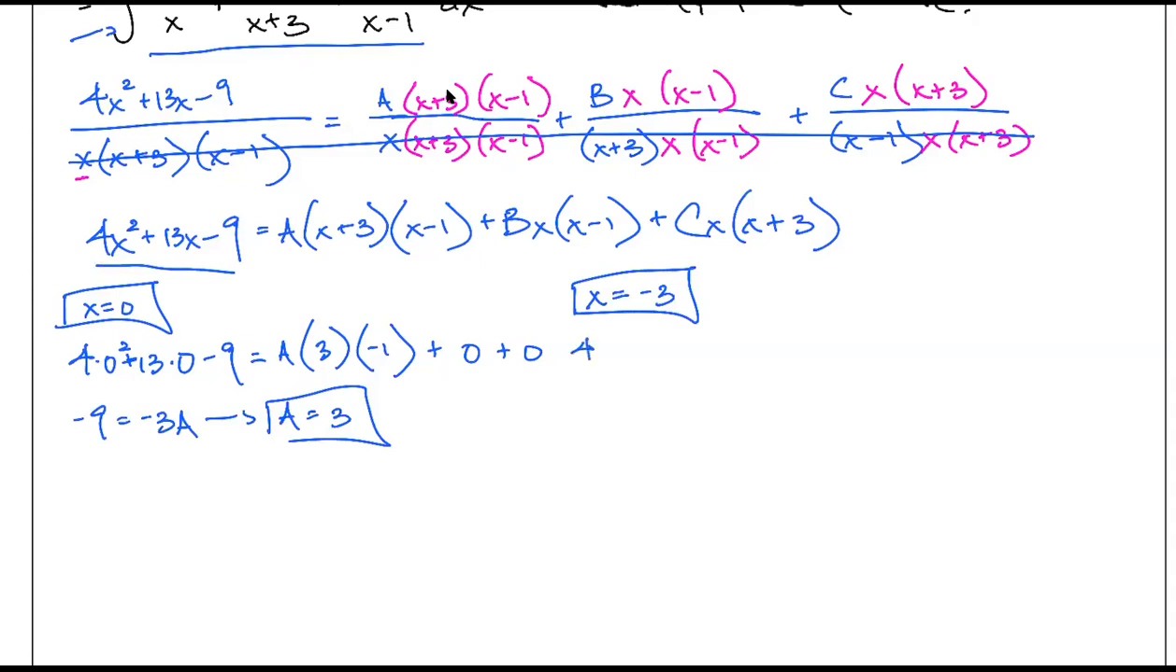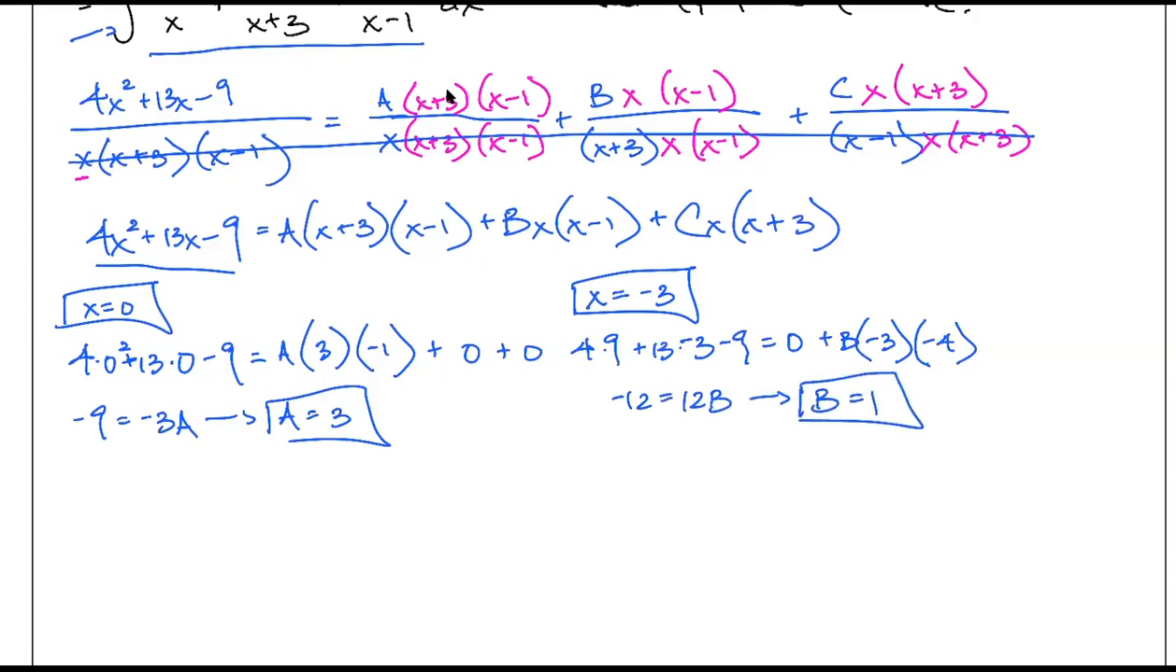So we've got 4 times 9 plus 13 times negative 3 minus 9 equals, the only term that's going to be left is the b term, right? We'll get a 0 plus b times negative 3 times negative 4. And we should end up with negative 12 equals 12b, or b equals 1. Okay. So we've got a and we've got b.